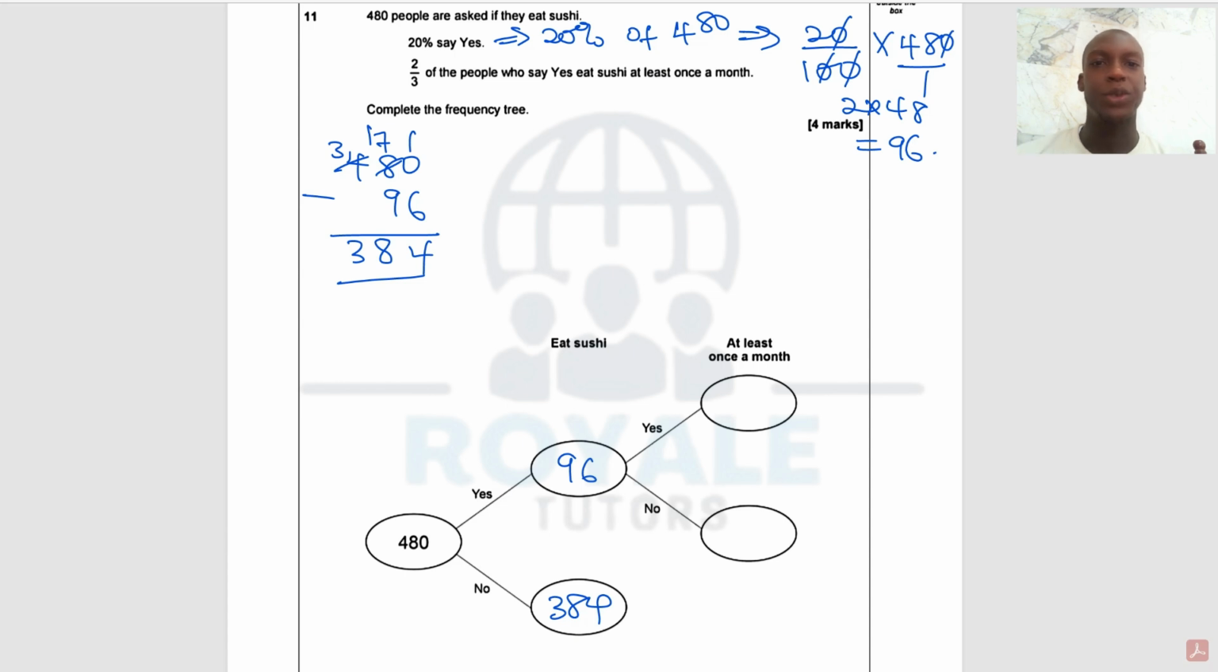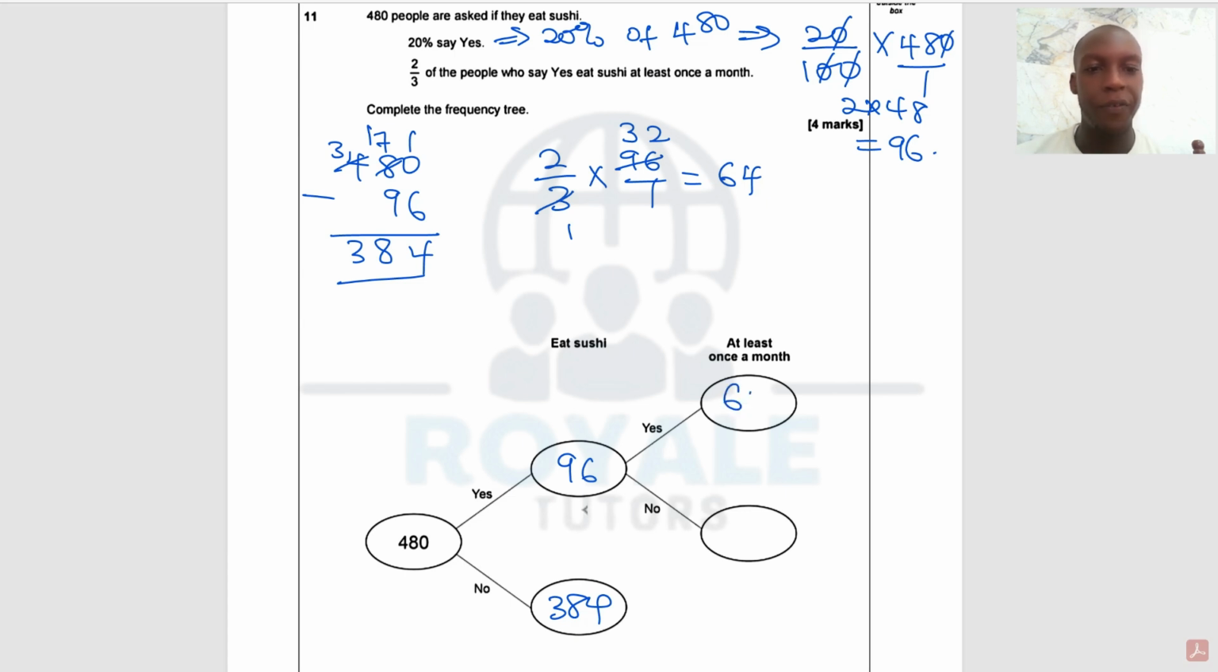All right. So if 2 over 3 of the people who say yes eat sushi at least once a month, how many people actually said yes they eat sushi? 96 people. So 2 over 3 of the people that say yes to sushi is just going to be 2 over 3 multiplied by 96 over 1. So we can say 3 divided by 3 is 1, and 3 in 96 is 32. Of course, 2 times 32 is going to give me 64. So it means that only 64 people agree that they eat sushi at least once a month.